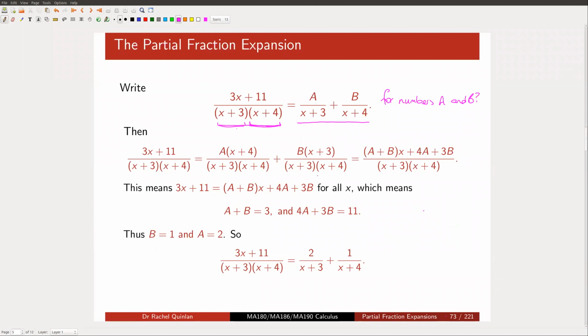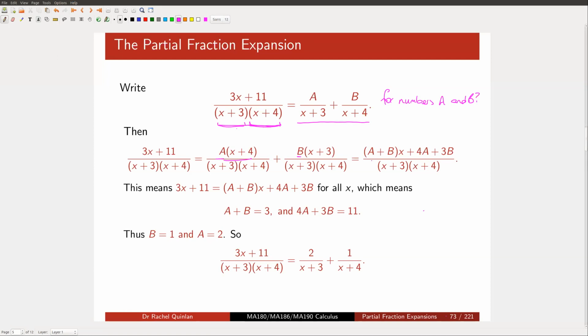Once we've done that, we can add the two together and write the sum in terms of these unknown quantities a and b. So we'd be saying that 3x plus 11 over this denominator should be equal to, when we gather up everything here, x appearing with the coefficient a plus b, and the constant term, which is 4a plus 3b. Okay, so just separating the numerator into the x part and the constant part, we've got a plus b times x plus 4a plus 3b.